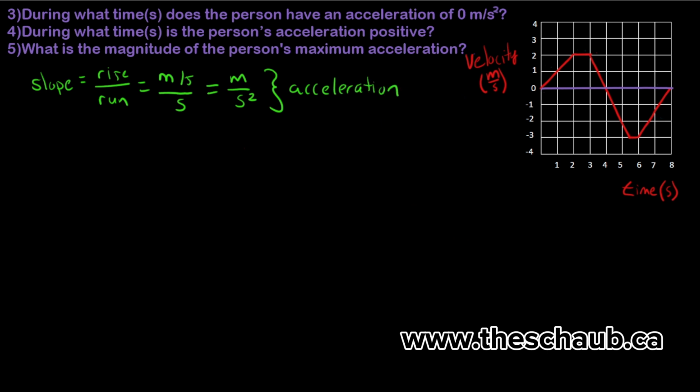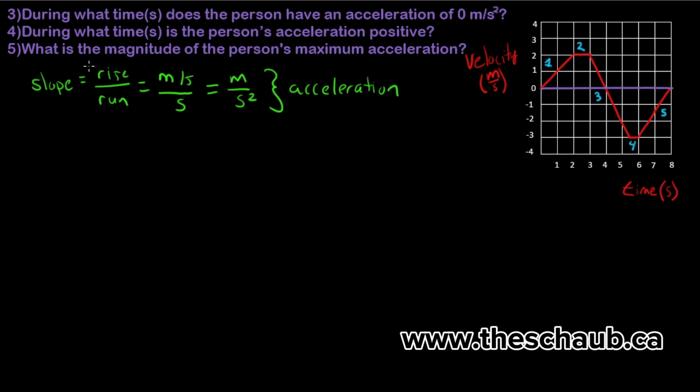We can label our segments quickly so we know which segment we're talking about when we refer to it. So this first segment here, we'll call it segment 1. This flat segment here, we'll call segment 2. This downward segment here, we'll call segment 3. This small flat segment here, we'll call segment 4. And this upward segment here, we'll call segment 5.